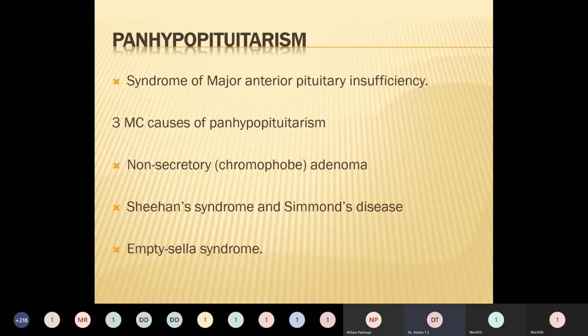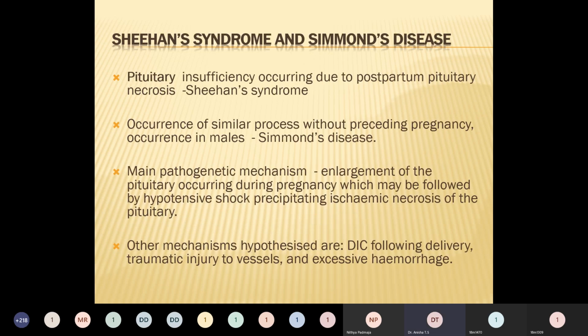I already told you about what happens when there's too much hormone secretion. Now I'm telling you about what happens when there's very little hormone secretion from the pituitary, which can cause something called panhypopituitarism. Let's learn about Sheehan syndrome.